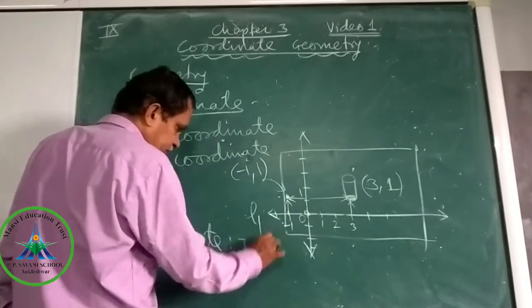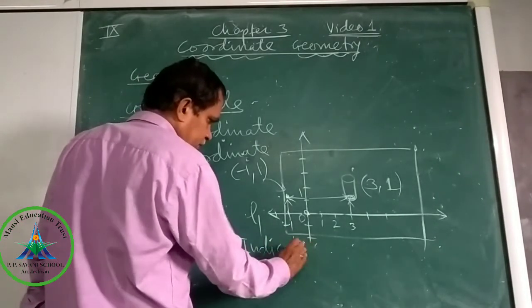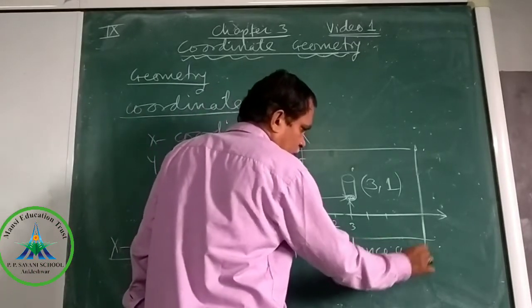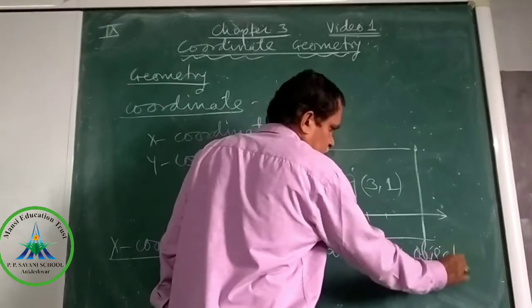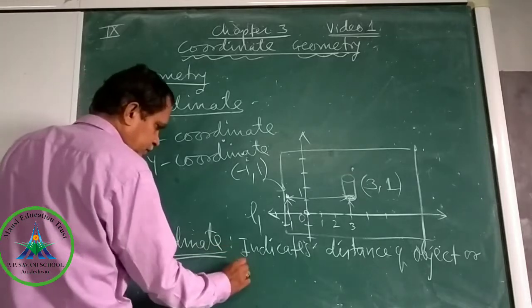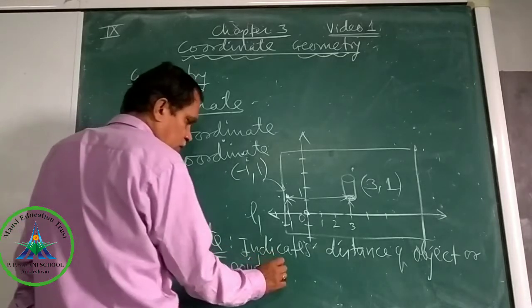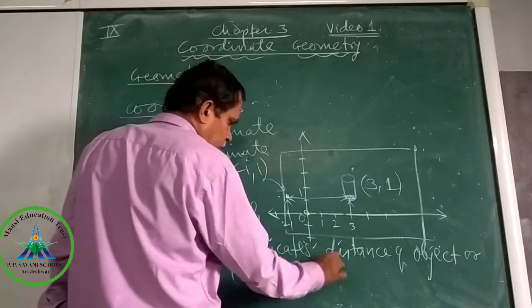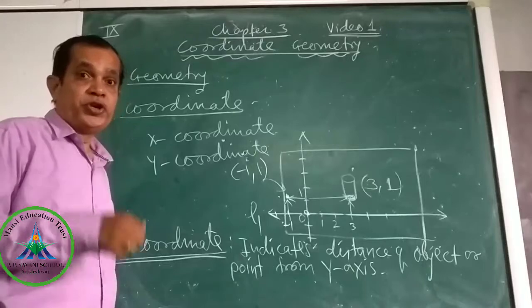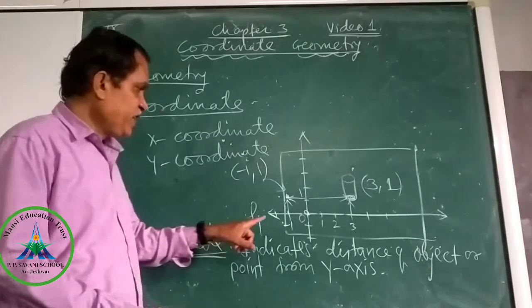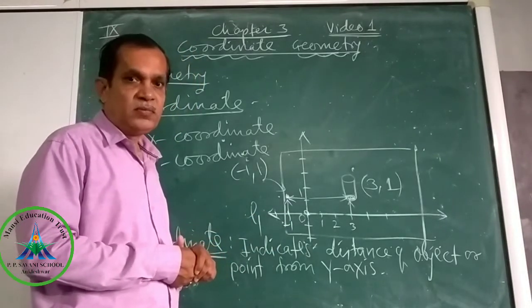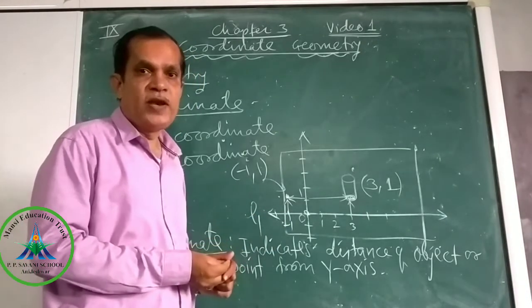X coordinate indicates distance of object or point from y-axis, and distance is always positive. Though we are writing here x is negative, but distance is 1, that is positive value, numerical value.